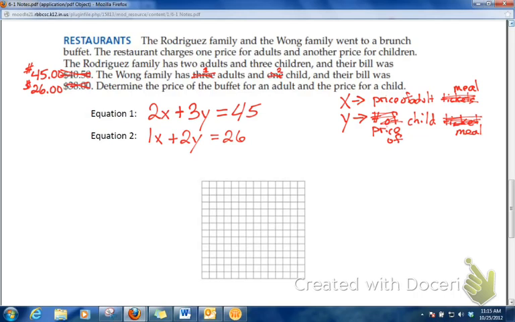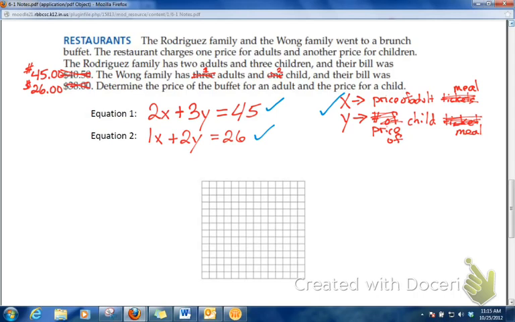So right here, you've already got a bunch of things that you needed to do. You needed to, over here on the left, identify what your x and y values are. That's labeling your variables. And then you needed to come up with these 2 equations, which is what's happening in the problem. Now, in order to find our answer here, we want to know how much the adult price was and how much the child price was.